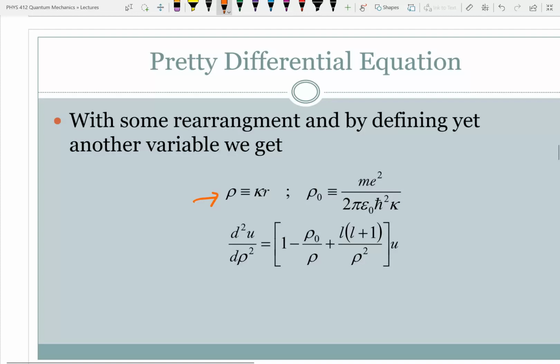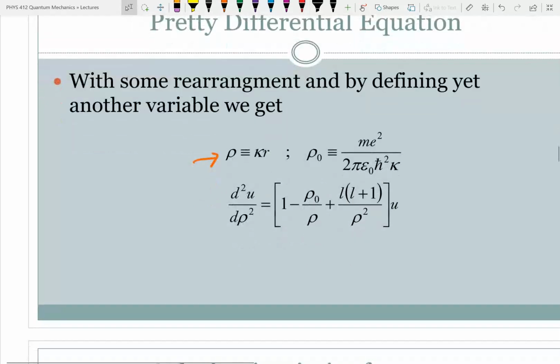It seems that we're doing a lot of fluffy work that's not getting us toward our answer. But what we're doing is getting it down to an equation where you can actually see it. So now our differential equation is much shorter to write. The second derivative of u with respect to rho squared is equal to 1 minus rho 0 over rho plus L times L plus 1 over rho squared, all times u. Not a simple solution, but a fairly simple equation.